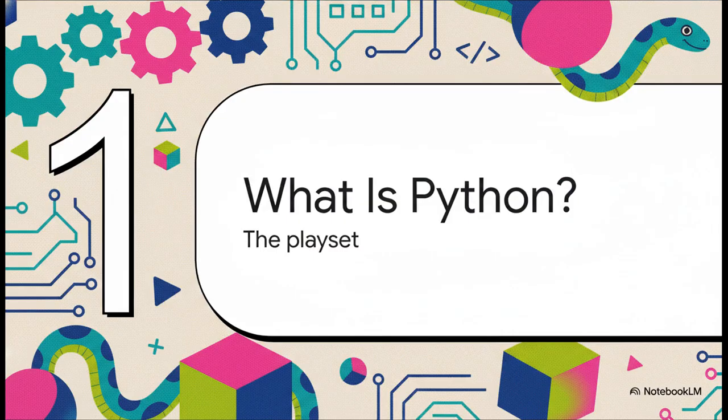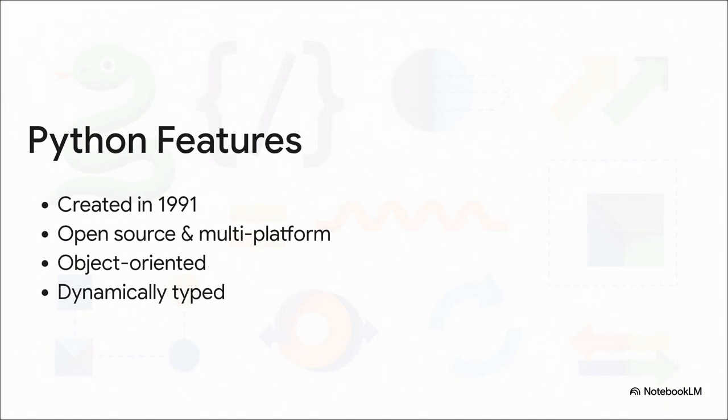Section 1. What is Python? So Python was actually created way back in 1991 by Guido van Rossum. And fun fact, he named it after the British comedy group Monty Python, not the actual snake. Under the hood, it's open source, multi-platform, and object-oriented. But its absolute superpower? It's dynamically typed. We'll unpack exactly what that flexibility means in just a second.